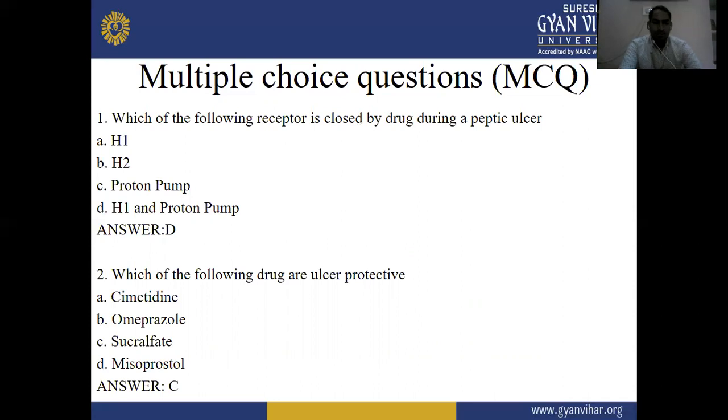Next question: which of the following drugs are ulcer protective? Option A is famotidine. Option B is omeprazole. Option C is sucralfate. And option D is misoprostol. The right answer is C. Sucralfate is a drug used as an ulcer protective.